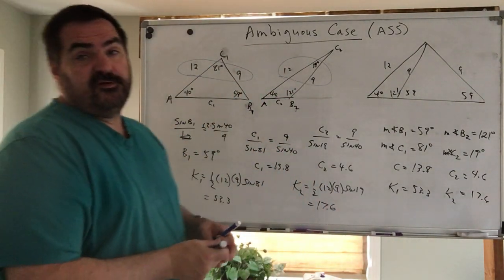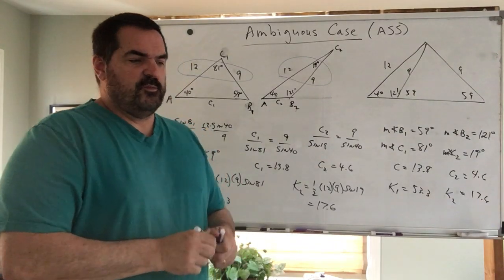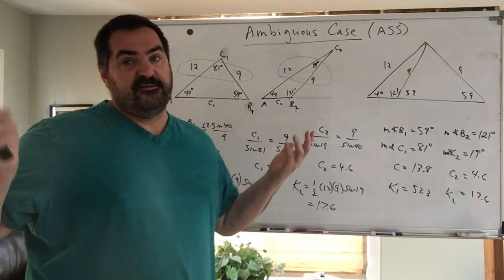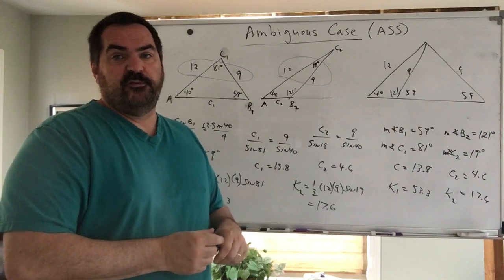So that's how you do two solutions in the ambiguous case. It's just when we have the ASS, the information is not clear. It's ambiguous. All right, that's all that's referring to, okay?